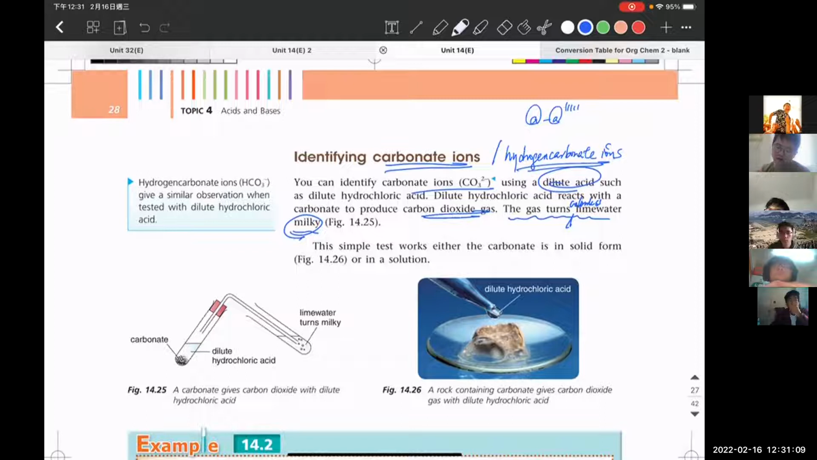Now, my next question is, how can we further know whether it must be carbonate or it must be hydrogen carbonate? Can you get my point? How can I know that the sample must be carbonate or must be hydrogen carbonate?